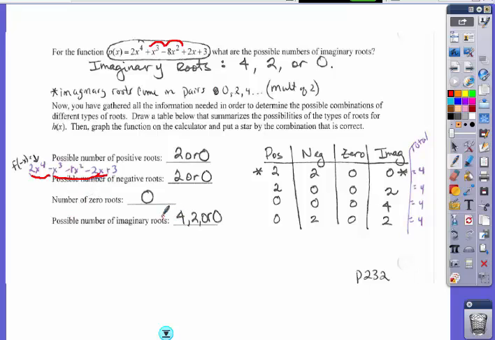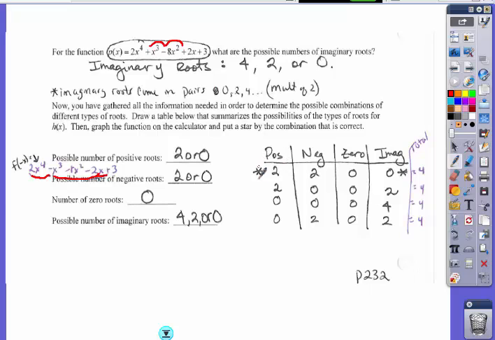Then when it comes to the imaginary roots, I have a possibility of having a max of 4 or 2 or 0. I just have to play around with that so that I can complete my combination of positives, negatives, and zeros so we get our total of 4 across there. So then it's a matter of playing around with this and coming up with all the different options of what could happen. So you make a table.